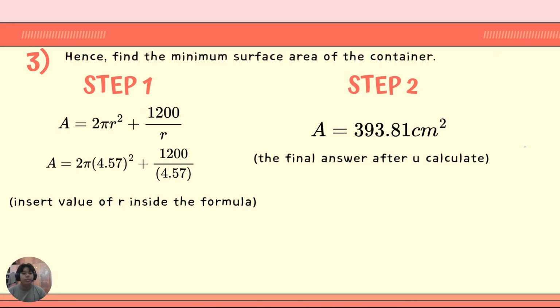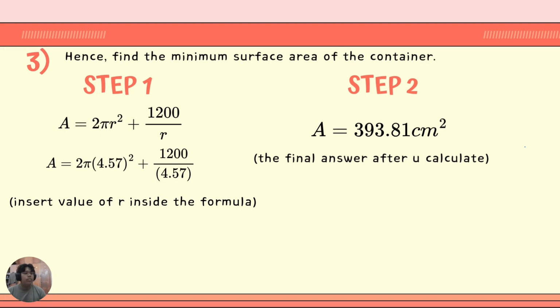Okay, so for step 1, we already have a formula that we got. We are using the formula we got from before. This is the formula for the total surface area of a cylinder that we use to find the minimum surface area of the container. For the next step, as you can see here, we need to insert the value of r that we got from before.